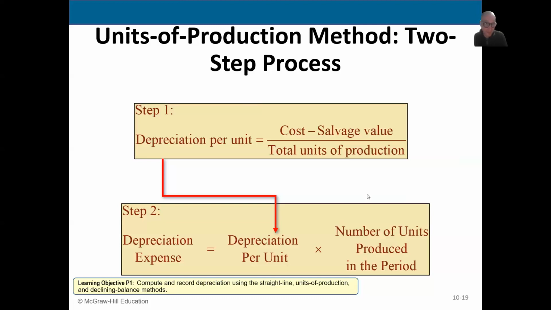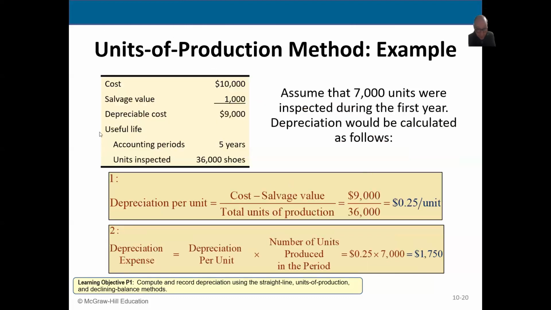So let's find out. Here we have the information. We were able to produce 7,000 units during the first year. Great. So, step 1 we've already done. Cost minus salvage value divided by number of units of production. 9,000 divided by 36,000 is 25 cents per unit. Step 2, 25 cents per unit times 7,000 units that we're able to make in the first year. So my total depreciation expense for year 1 is 1,750.